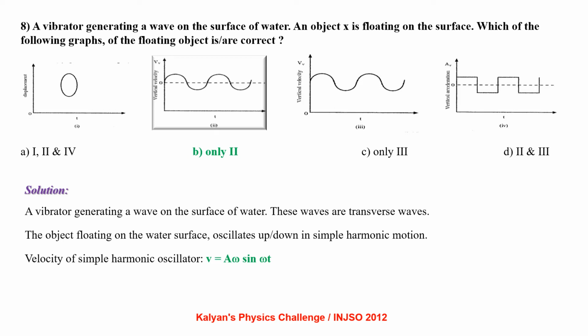When a vibrator is generating a wave on the surface of water, the so generated waves will be transverse waves. The object floating on the surface of water will oscillate up and down in simple harmonic motion. So the velocity of simple harmonic oscillator v equal to A omega sin omega t, which is represented in graph 2. So the second option is correct.